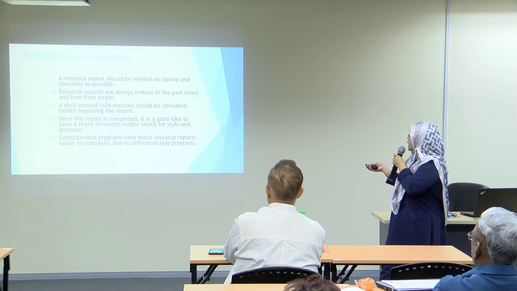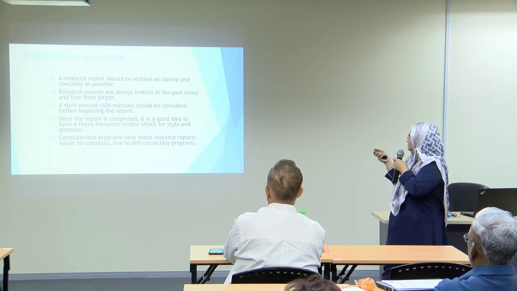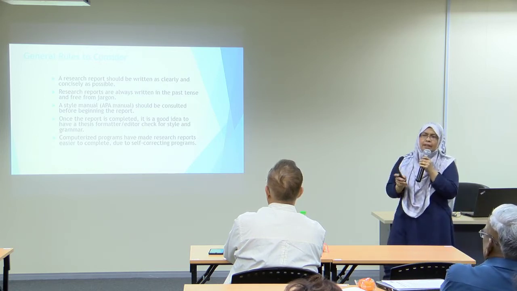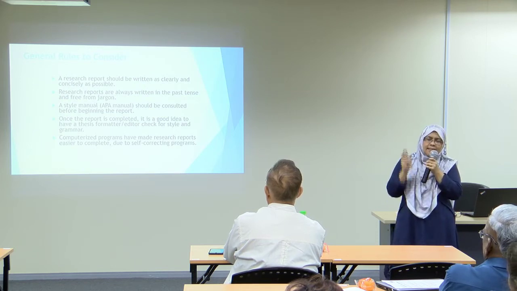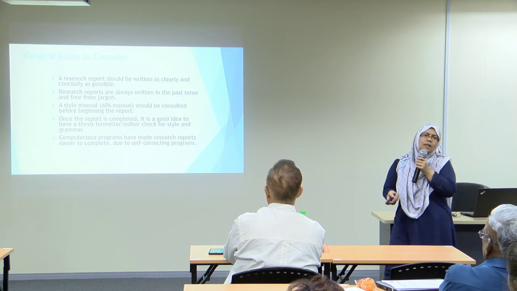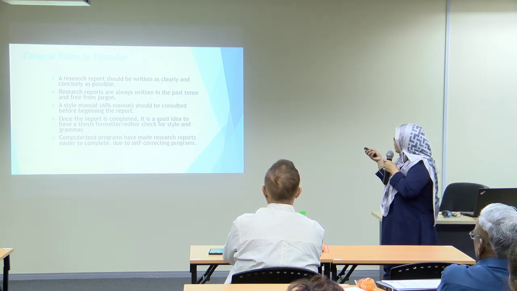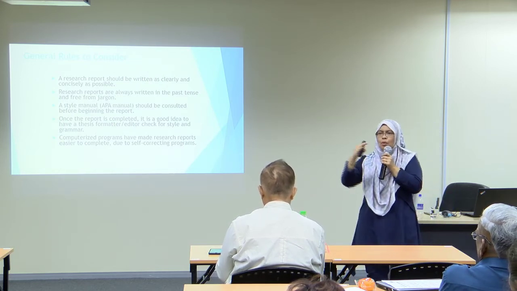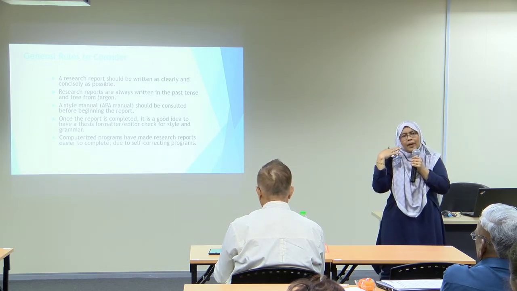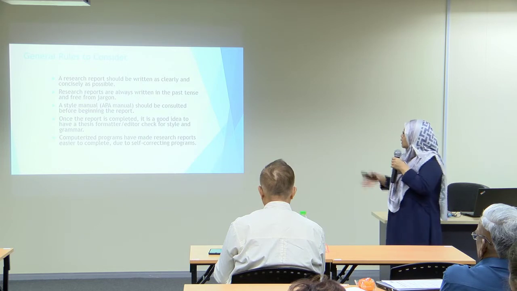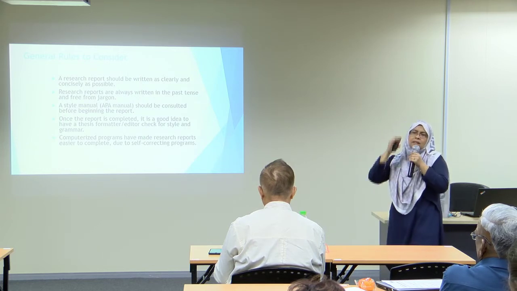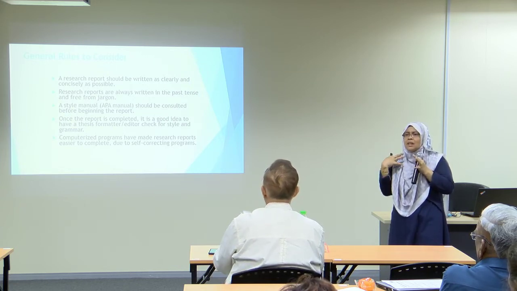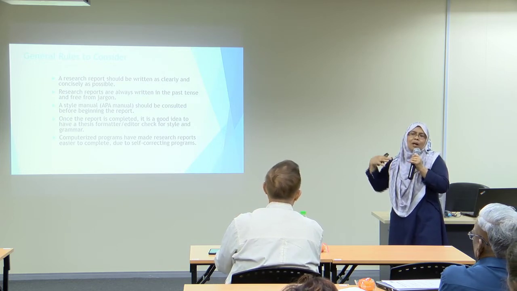The general rules to consider. A research report should be written as clearly and concisely as possible. And also, you have your supervisor to guide you. So always ask and see your supervisor and discuss with her or him to get a good research proposal, because your supervisor knows the limitations of your research. So you have to always consult her or him to get your research scope, limitations and what's not. Because if you are a student, you usually shock yourself. Seriously. You will do a lot.